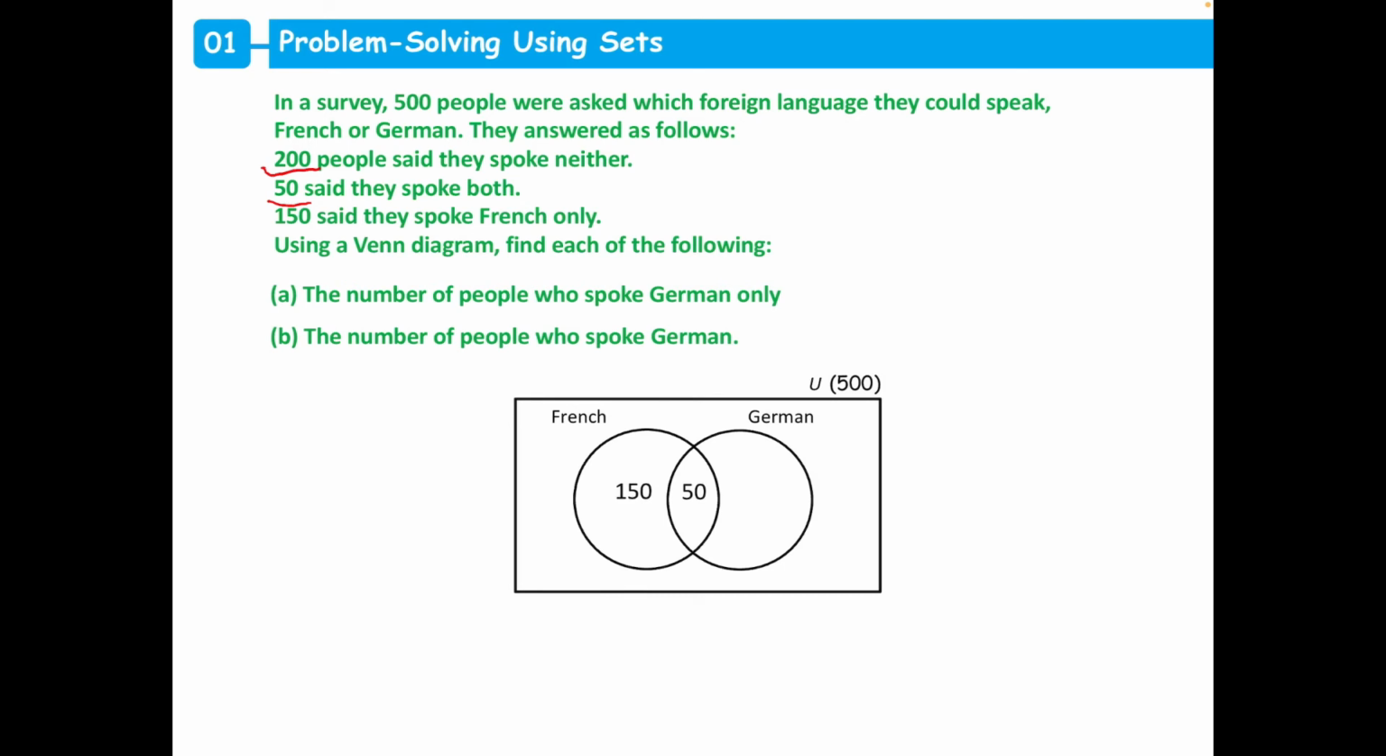We know, therefore, 150 students only spoke French, so these go in the outer part of the French Venn. This leaves us with 100 students who only spoke German and 200 on the outside who spoke neither.